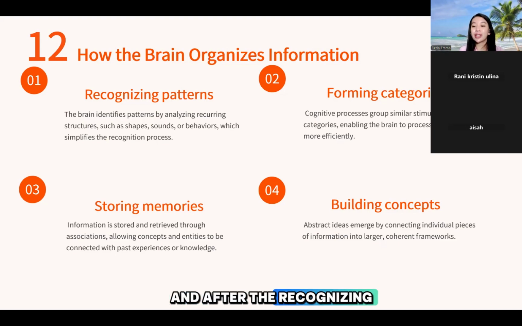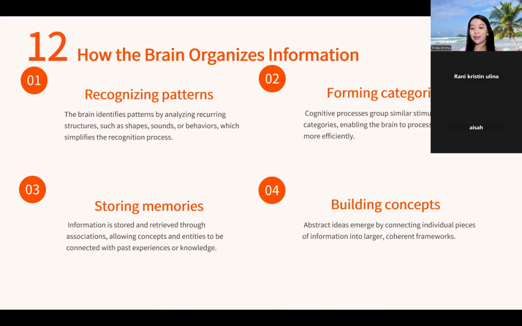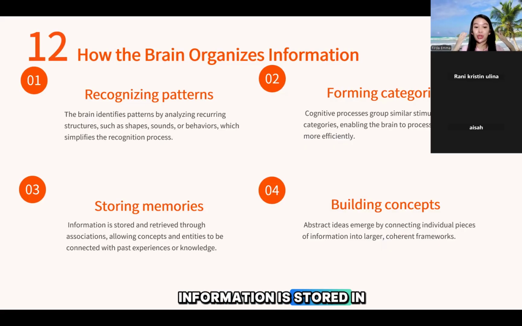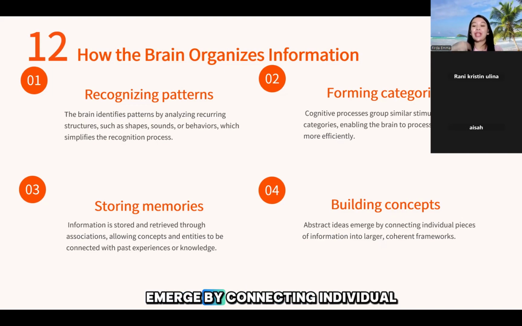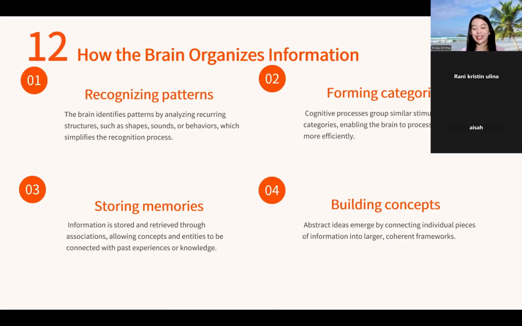And after recognizing patterns, the brain forms categories, which is a cognitive process that groups similar stimuli into categories. And after that, the brain stores the memories. Information is stored in our brains and retrieved through associations, allowing concepts and entities to be connected with past experience or knowledge. And after doing those three parts, the brain builds the concept. The last thing is building the concept. Abstract ideas emerge by connecting individual pieces of information into larger coherent frameworks.